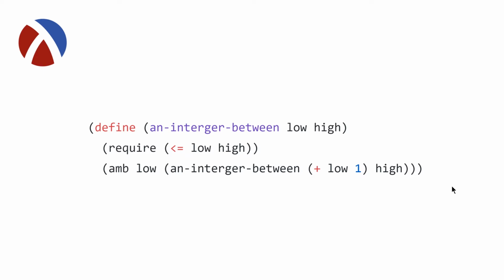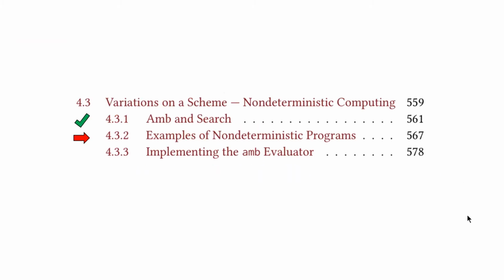So this is going to, one by one, give you the numbers between low and high until this basically predicate condition is no longer satisfied. This brings us to the second subsection, 4.3.2, entitled Examples of Non-Deterministic Programs.